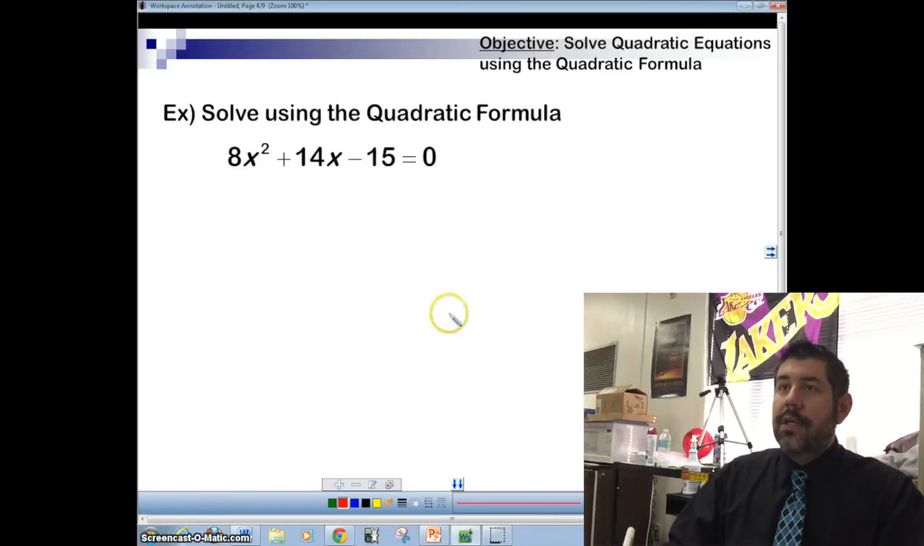All right, let's take a look at another one. Solve using the quadratic formula. So this is A, this is B, and this is C.